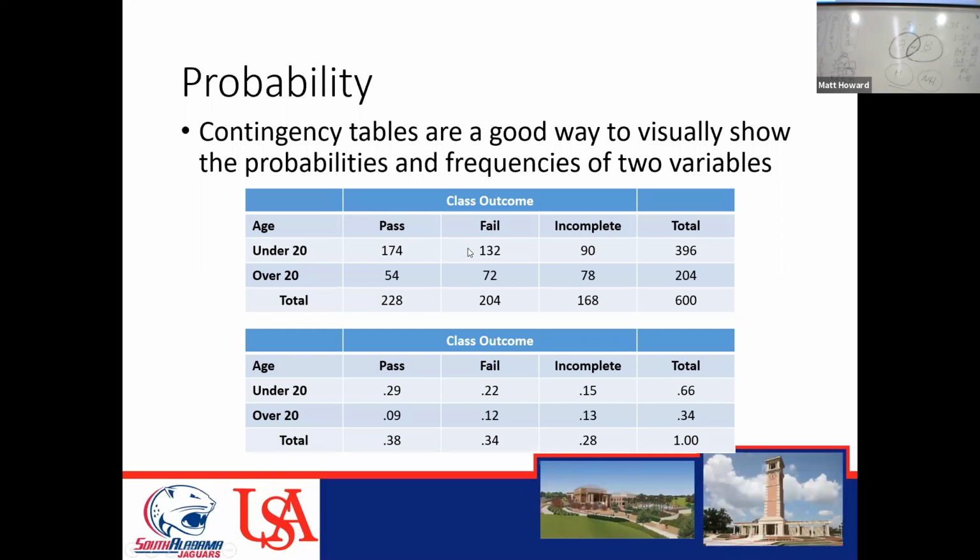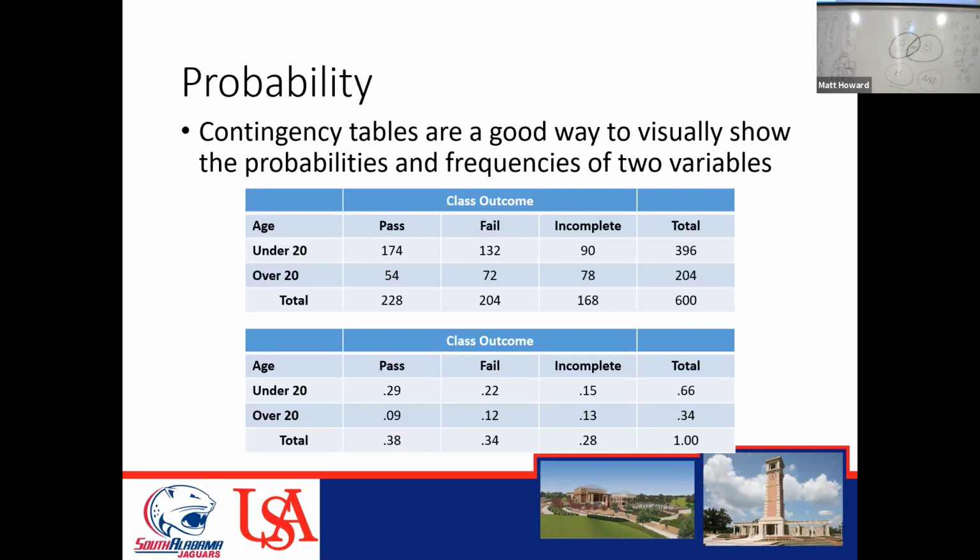Okay. Other things we should know about discrete probability. So first, contingency tables are a good way to visually show the probabilities and frequencies of the 2 variables. So this might be if we have 2 different variables and we want to see how the probabilities and the events of them intersect. So let's say, once again, we're going back to our sample of college students. Let's say we have 600 of them, and we're looking at the probabilities of both age and class outcome, if they're in a class, and how they intersect. So contingency tables are a good way to show the frequencies and probabilities of 2 variables, both variables independently, as well as how they intersect.